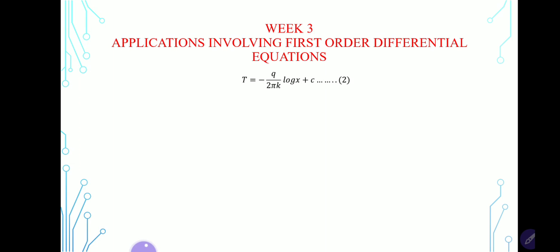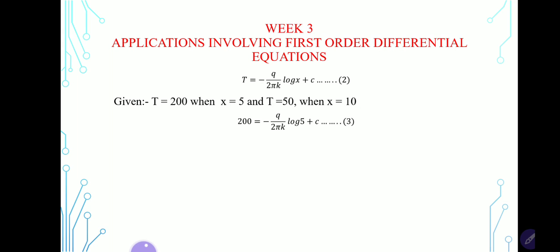T is equal to minus q upon 2 pi k into log x plus c. Look, here I took the integration first; in the last problem I did not take the integration, I put limits. Here, without definite integral also we can solve such type of problems. Now what is given in the problem, as I explained earlier: when x is equal to 5 centimeter, temperature T is 200 degree centigrade, and when x is equal to 10 centimeter, temperature T is 50 degree centigrade. So if you put it here, then we get the first equation: 200 is equal to minus q upon 2 pi k into log 5 plus c, and the second one is 50 is equal to minus q upon 2 pi k into log 10 plus c.